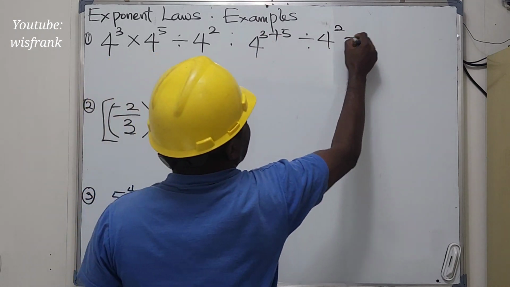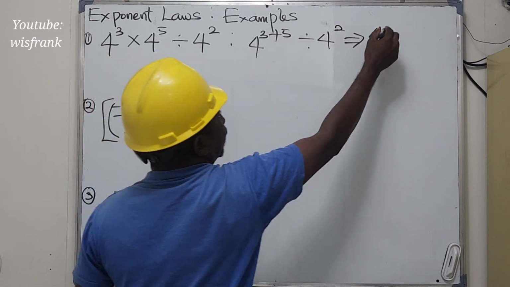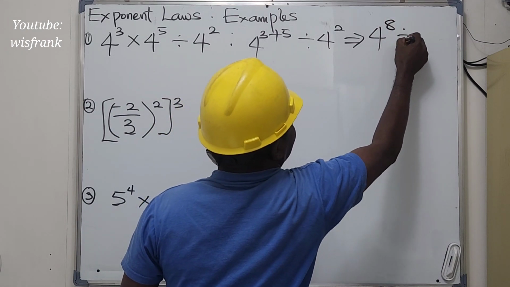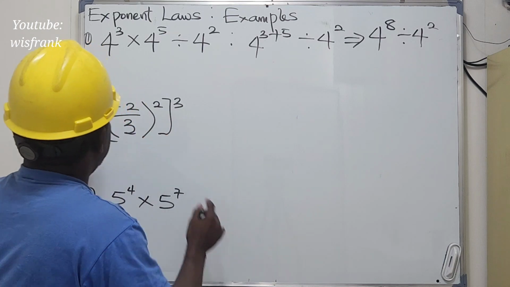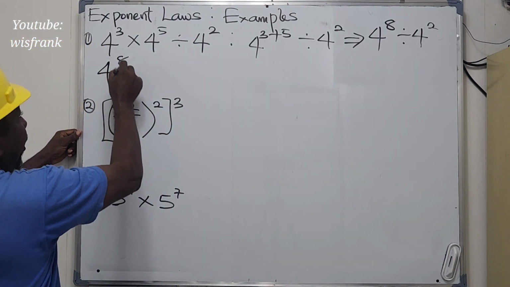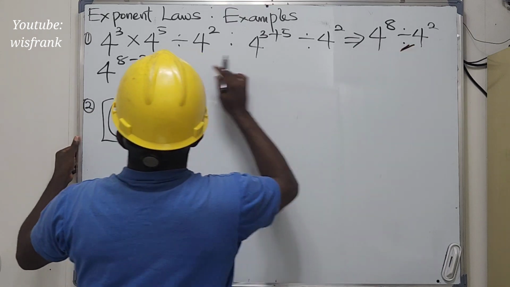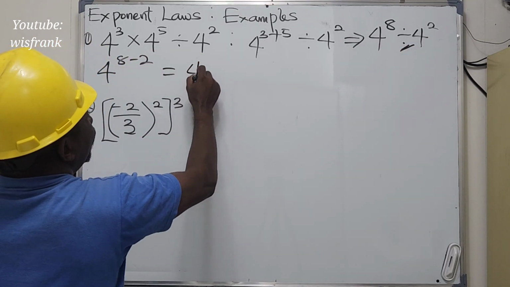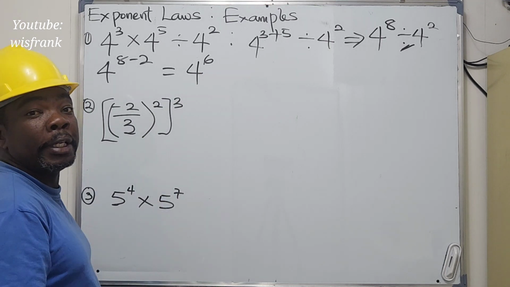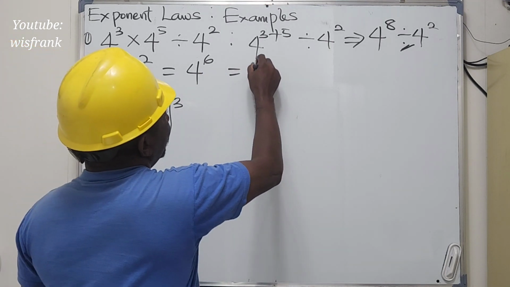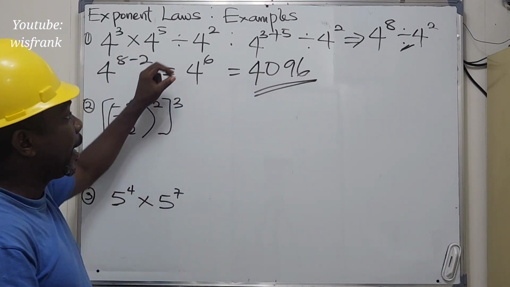We all know that 4 to the power of 3 plus 5 is 4 to the power of 8. Then we have divided by 4 to the power of 2. Applying the rule, we will express that as 4 to the power of 8 minus 2, because we have a division sign here, minus 2. This will give us 4 to the power of 6. 8 minus 2 is 6. So when we evaluate this, it's going to give us 4096. So this is what we have from this expression.